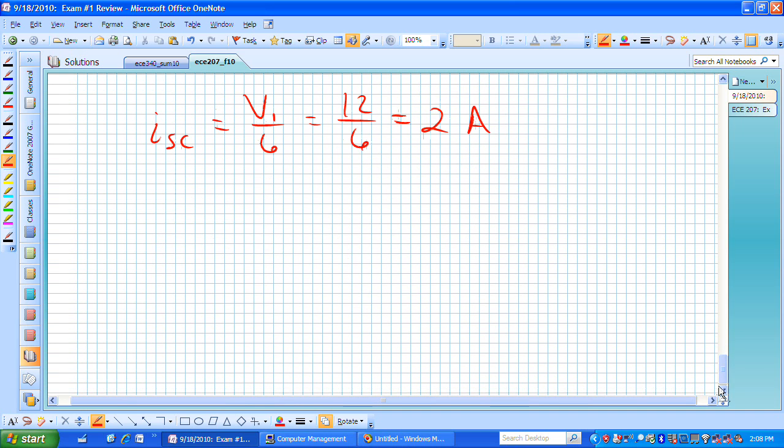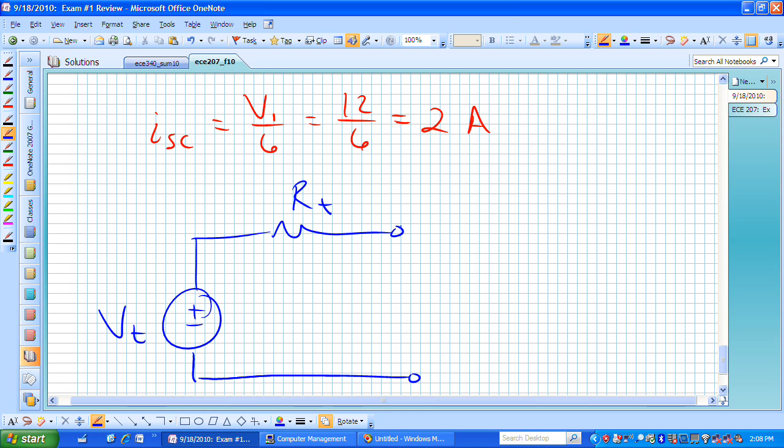Because of the relationship that we know, if we go back to our Thevenin equivalent, here's our Thevenin source voltage, here's R sub T, and here are terminals A and B. What we've now learned is if we short this out, this short circuit current is going to be 2 amps, and this voltage we just computed earlier was 16 volts.